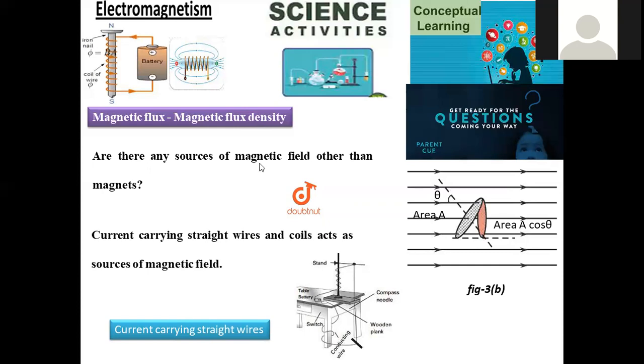Other than pure magnets, electricity related devices are also originating this magnetic flux. Magnetic field will be generated by current carrying wires and also coils, which are also the sources of magnetic field. This is the answer I collected from the platform called Doubtnet. Thank you very much for your valuable answer.